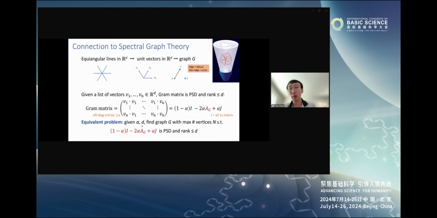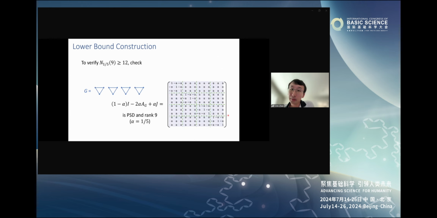So the problem that is equivalent to the original equiangular lines problem is to, given alpha and d, find the graph G with the maximum possible number of vertices n, such that this matrix here is positive semi-definite and has rank at most d. Okay. So we reduce the problem to this, but also if you solve this problem, you can recover the original problem as well. And this graph formulation also gives us a convenient way to talk about constructions.